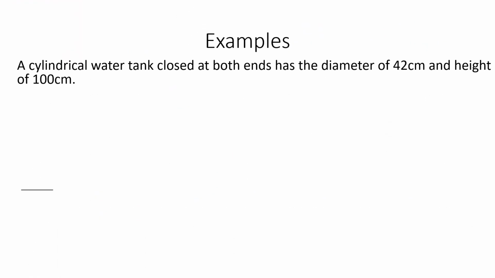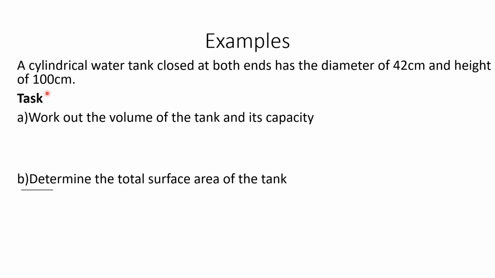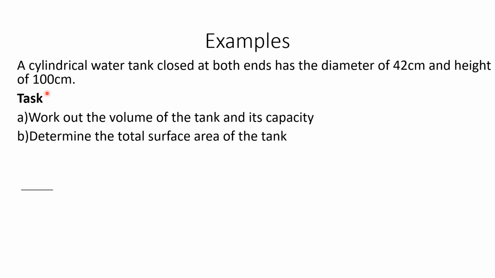So we have our examples, and example number 1 says a cylindrical tank closed at both ends has a diameter of 42 centimeters and a height of 100 centimeters. The task says to work out the volume of the tank and its capacity. First of all, we have said volume, and then here we have to determine the total surface area of the tank.